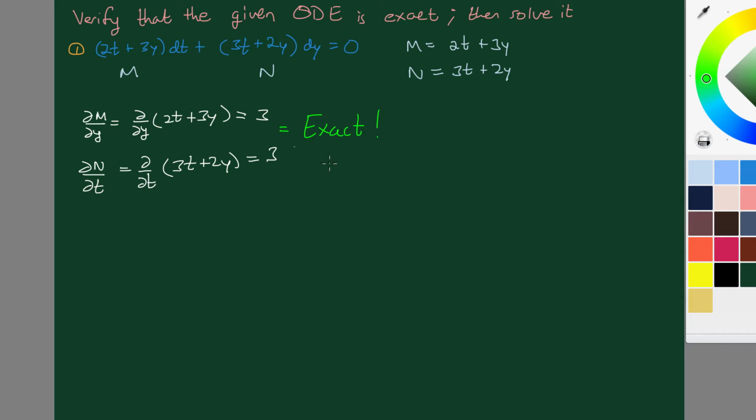Okay. So since it's exact, we can say that there exists an f of y comma t such that df dt is equal to m, right? This m here is actually the partial with respect to t of this function f. So df dt is equal to 2t plus 3y.